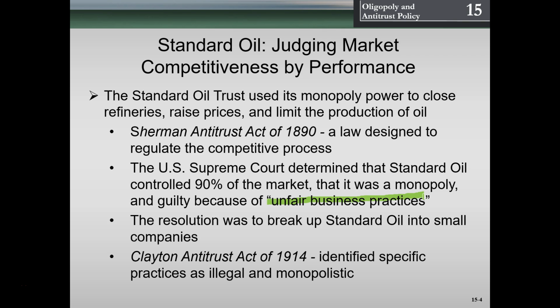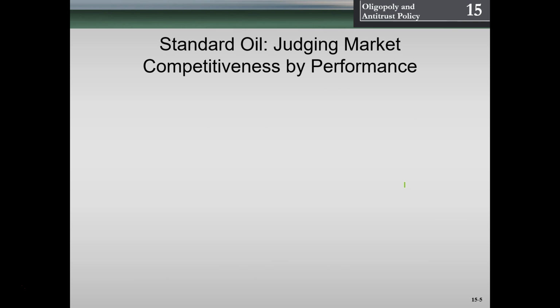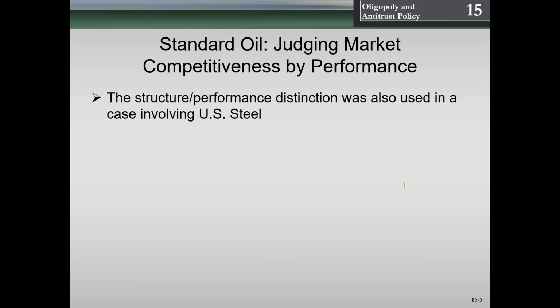They said, hey, you're a monopoly, you had unfair business practices, we're going to break you up under the Sherman Act. The Clayton Antitrust Act in 1914 identified specific practices of illegal monopolists, so you can take a look at those. Standard Oil was judged by performance. The structure-performance distinction was also used in the case involving U.S. Steel, another example of a monopoly industry.